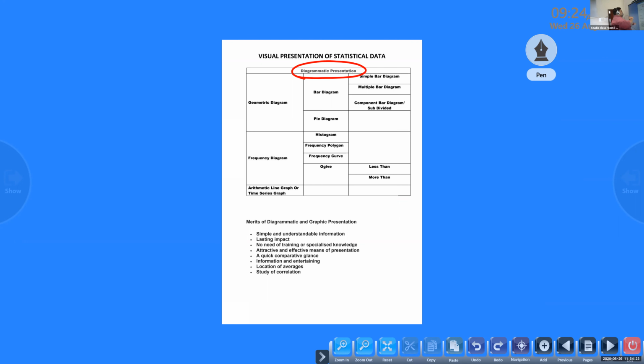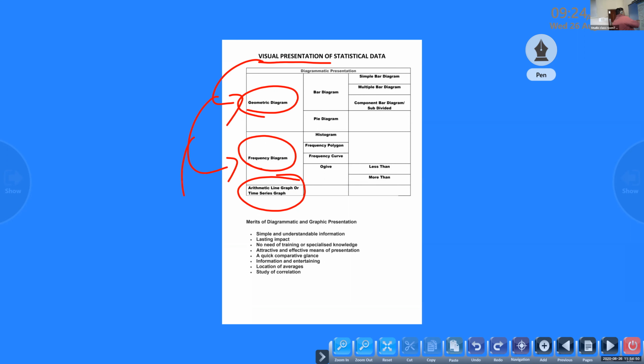We know that in diagrammatic presentation, we divide it into geometric diagrams. The next one is the frequency diagram, and the last one is the arithmetic line graph or time series graph. These are the basic methods we use to present data. So visual presentation is directly connected with geometric diagrams, frequency diagrams, and arithmetic line graphs. We are going to discuss them one by one today.